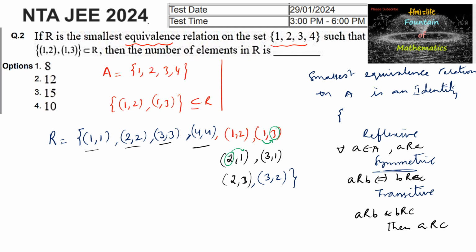So the minimum number of ordered pairs here: 1, 2, 3, 4, 5, 6, 7, 8, 9, 10. So we can consider that the number of elements or ordered pairs in R is 10 if 1 comma 2 and 2 comma 3 are a subset of R. So we can say that option D, 10 is the answer.